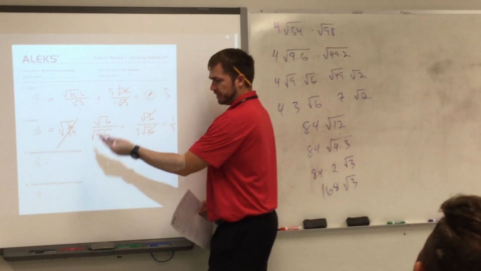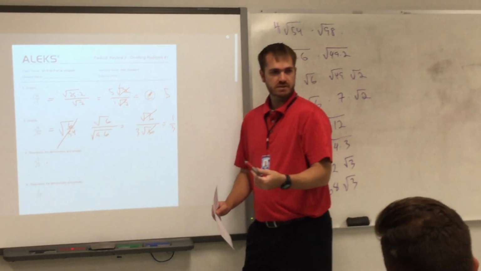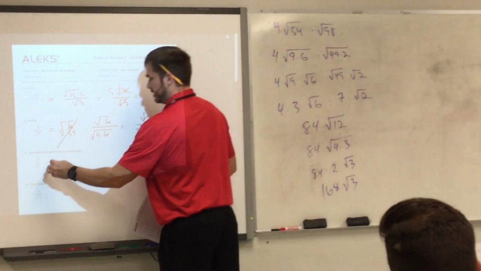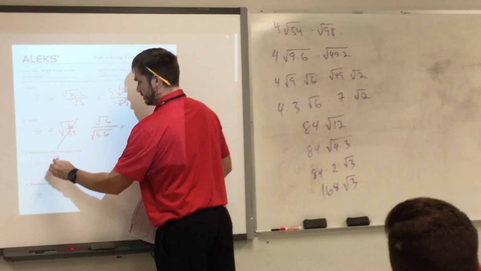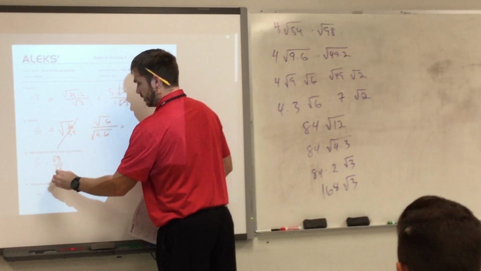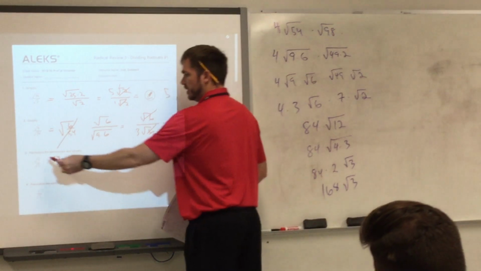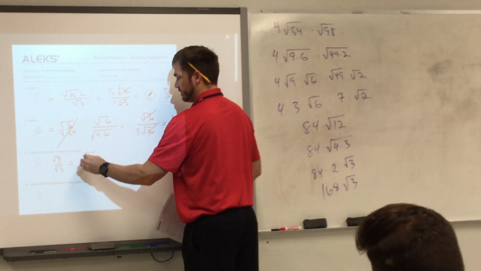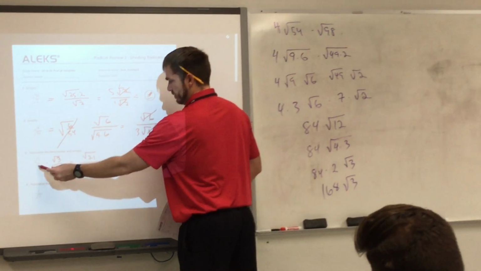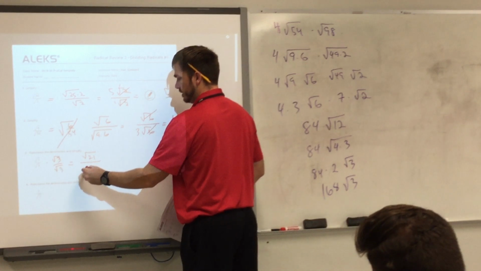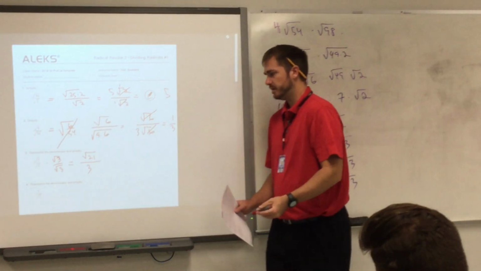So what will we multiply this one by, class? Square root 3 over root 3. Yeah, root 3 over root 3. So multiplying straight across, we have the square root of 21, and then root 3 times root 3 is literally just 3.